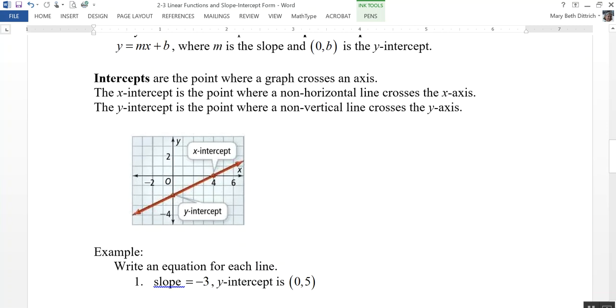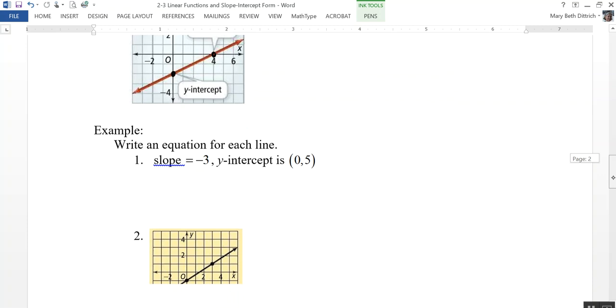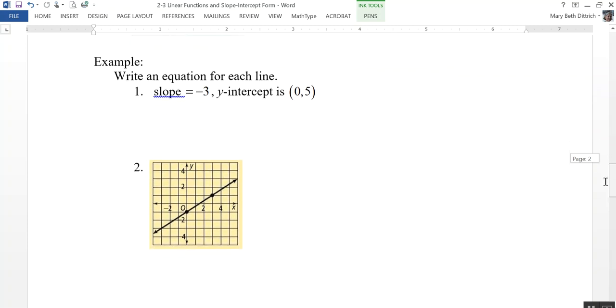Intercepts are the points where a graph crosses the axis. The x-intercept is the point where a non-horizontal line crosses the x-axis, or that would be right here. And the y-intercept is the point where a non-vertical line crosses the y-axis, and that would be right here. So let's take a look at a couple examples here. It says write an equation for each line.